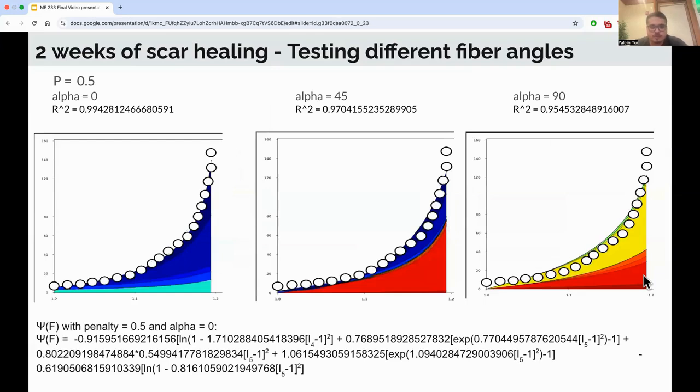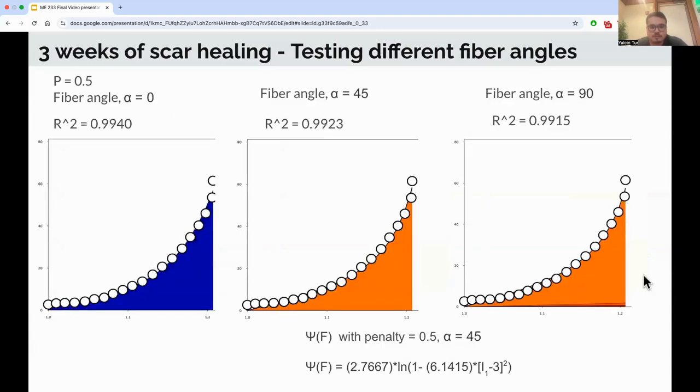In week 2, R-squared actually decreases slightly as we move away from alpha equals 0. With penalty 0.5, we still have 5 terms activated. As we increase the alpha, other terms dominate instead. As you can see, by 3 weeks, the difference in R-squared across angles is almost trivial, pointing towards a more mature, stable scar structure. The color change represents the change in dominating term from I5 to I3.